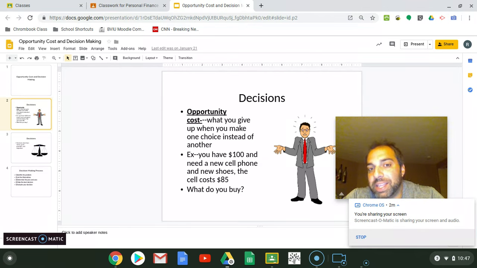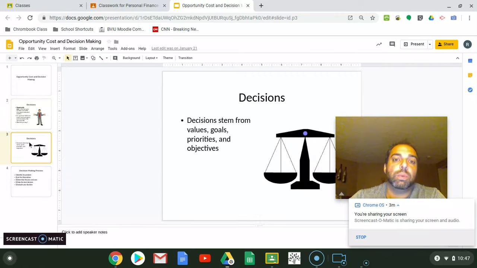Now, what are you giving up when you make that decision? You're giving up sleep. You're giving up time to go watch Netflix. All of those things, you're always giving something up whenever you make a decision. Now, the two things that cause you to make decisions, well, let's go from this. Decisions stem from values, goals, priorities, and objectives. So the two limited resources you as high school students use or incur on a daily basis are time and money. So think about, it all depends on what your values and goals, priorities, and objectives are.